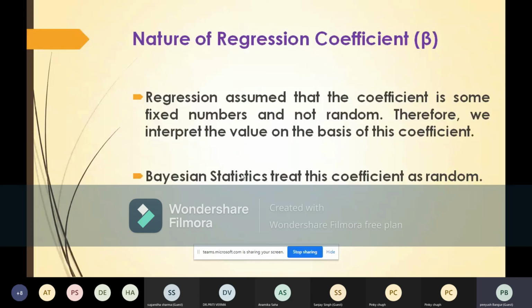It does not affect your research, but it was only for your knowledge that Bayesian statistics says the coefficient is random, while other statistics says the coefficient is fixed. So you can interpret it as per your choice, irrespective of random or fixed. You do not have to write anything like, I have treated my coefficient as random or fixed.